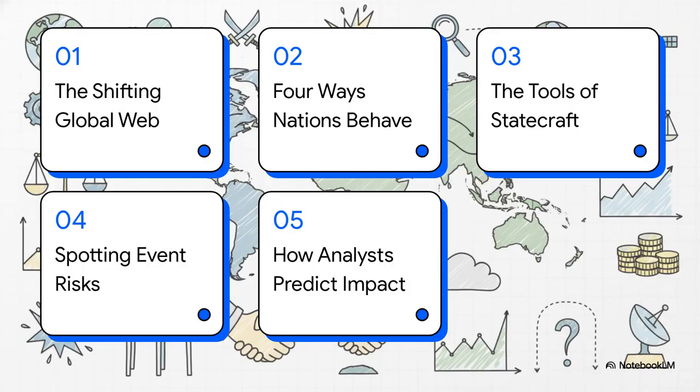To figure that out, we're going to build this mental model together, step by step. First, we'll look at this shifting global web. Then, we'll get into the four main ways nations act. We'll cover the tools they use to get what they want, how to spot the big event risks, and finally, how the pros actually predict what's going to happen.